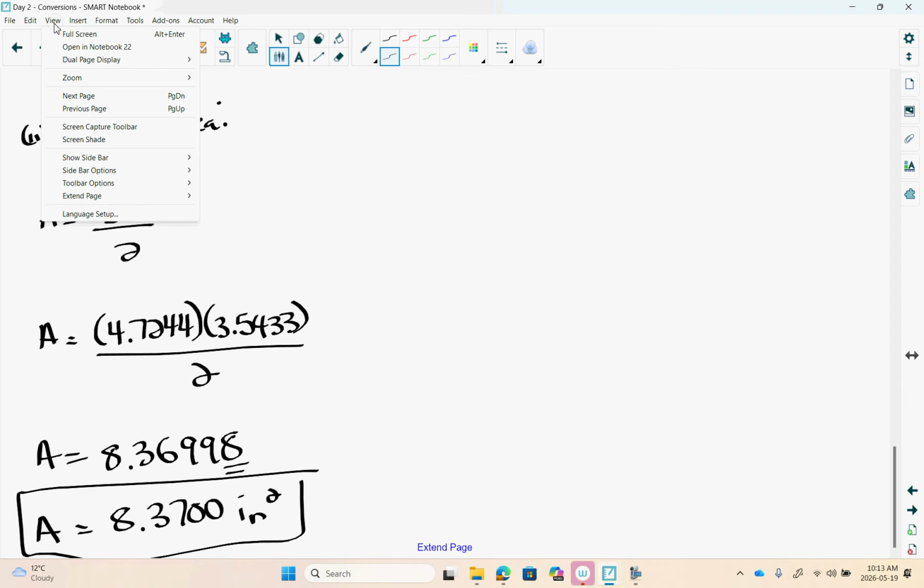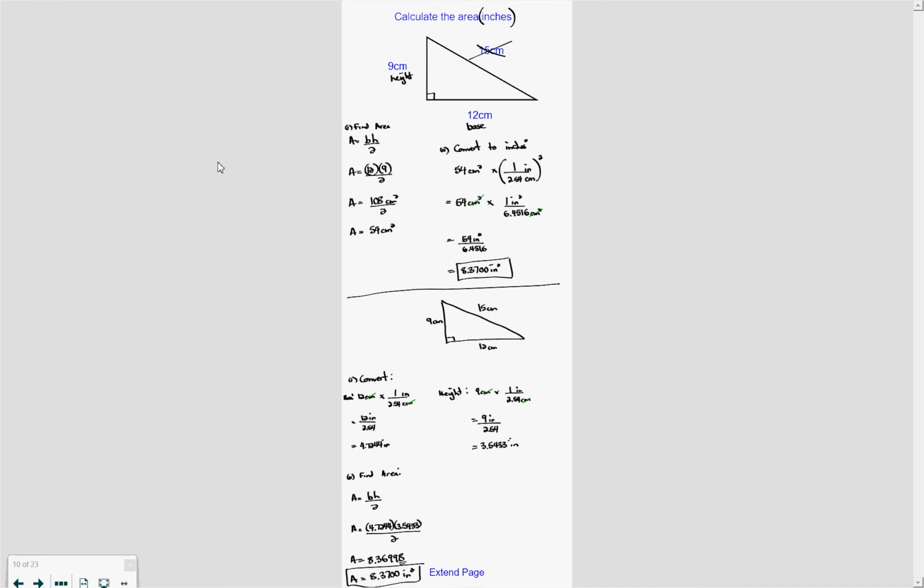Now, if you compare these two, my answer is the same. The area in inches squared is 8.3700 inches squared. If you go to 4 decimal places, you should be okay to convert first.